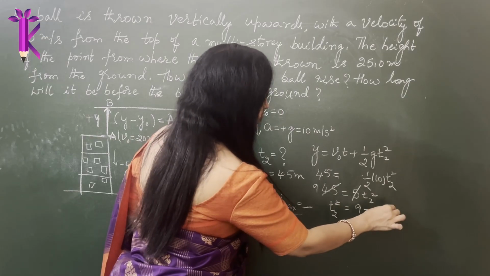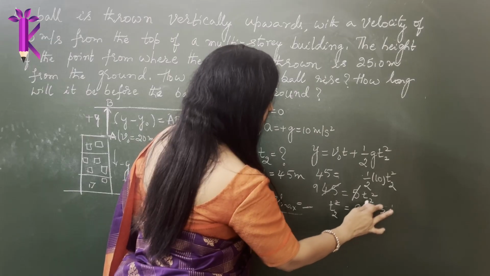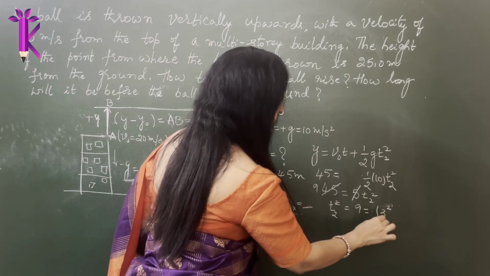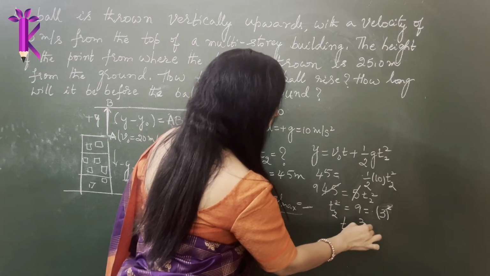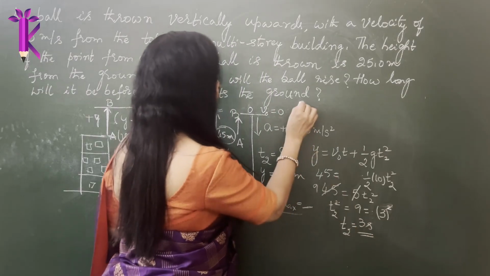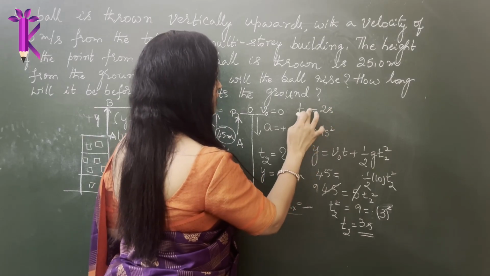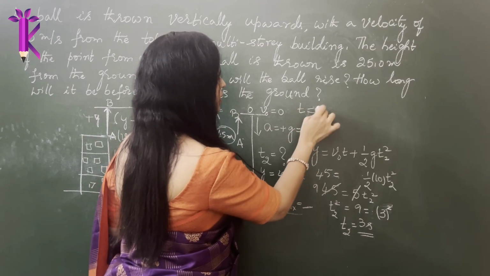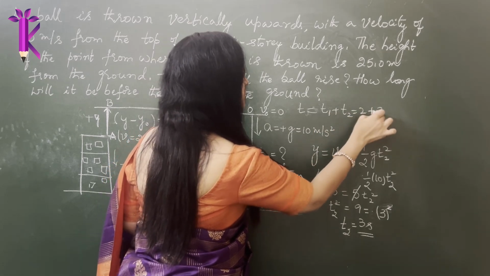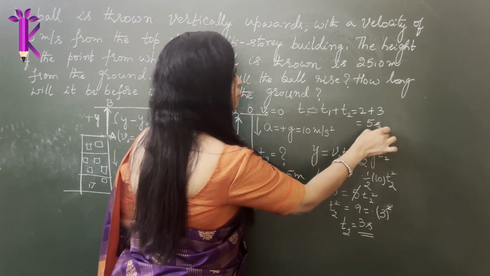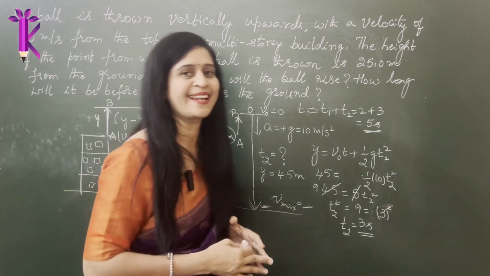So if you cancel the square and the root, let's write it as 3 square. If square gets cancelled, the value of T turns out to be 3 seconds. So what was the value of T1? T1 was 2 seconds and T2 is 3 seconds. So the total time taken is T1 plus T2, which is 2 plus 3, which is going to be 5 seconds. So it takes about 5 seconds before hitting the ground.